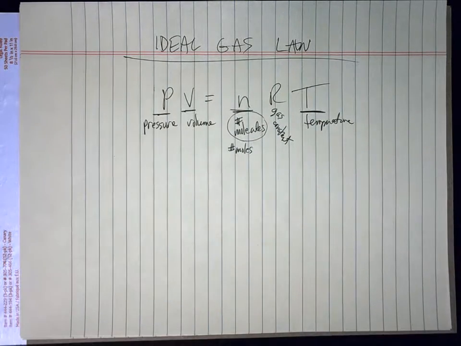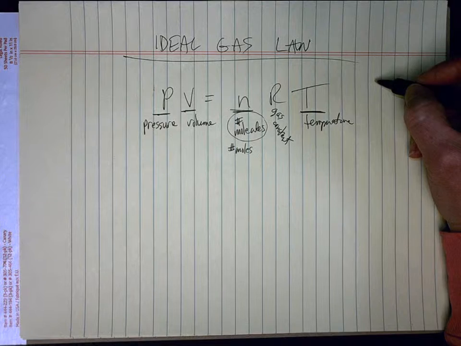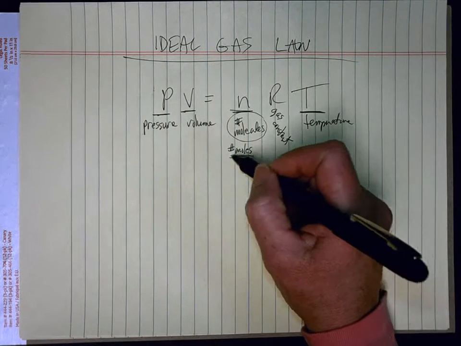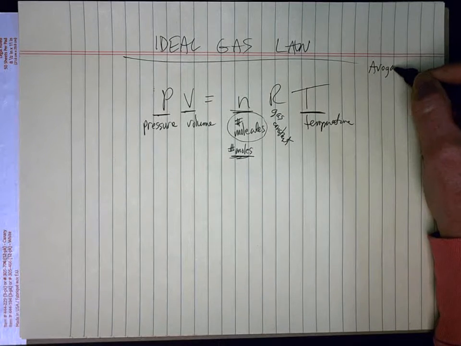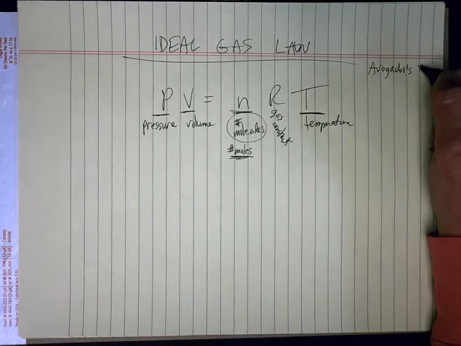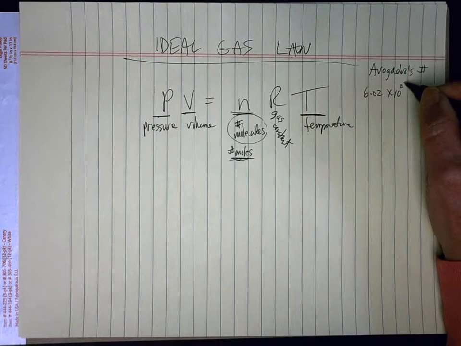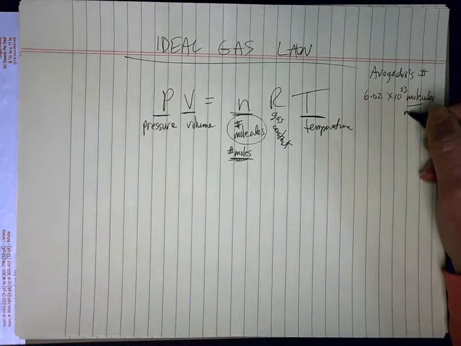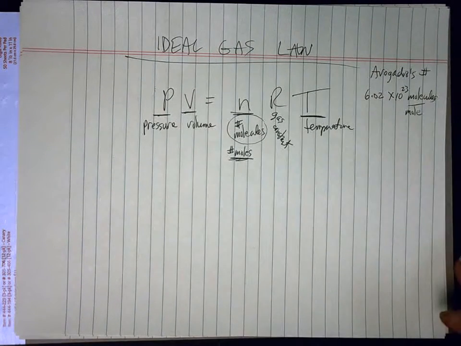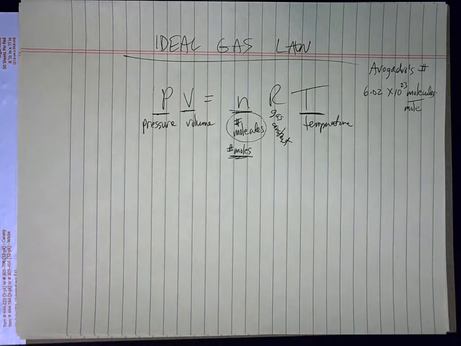Some of y'all may remember from your days in science, moles is a way to measure how many molecules you have. There's this number called Avogadro's number. Y'all remember that? There are 6.02 times 10 to the 23rd molecules in a mole. It's just a way to measure how much of a certain substance you have.